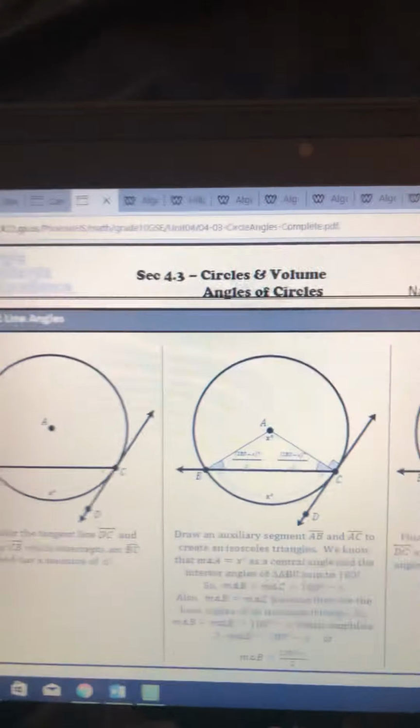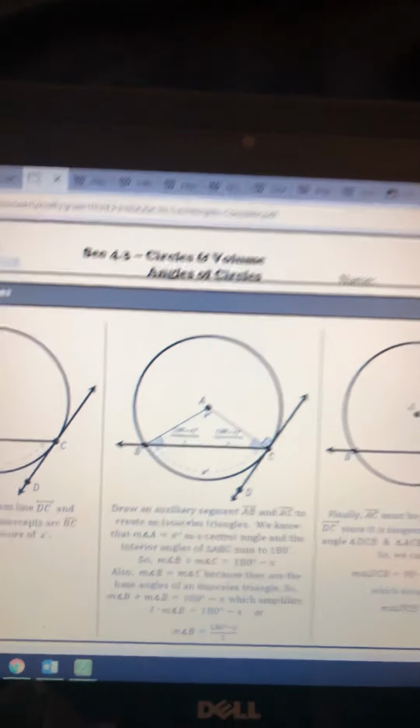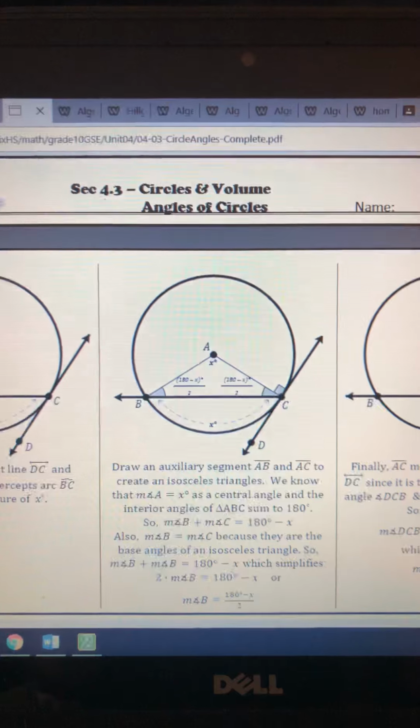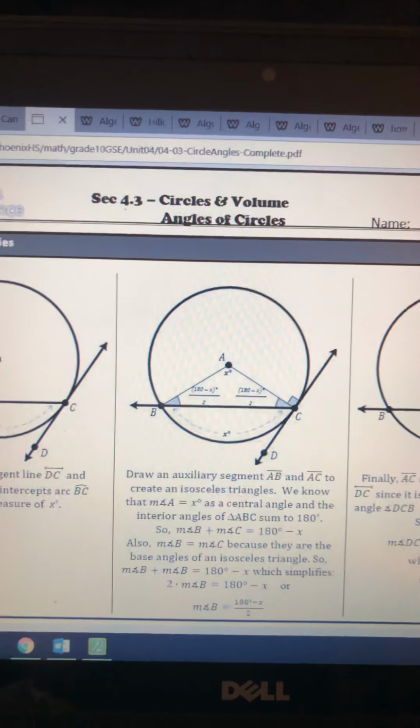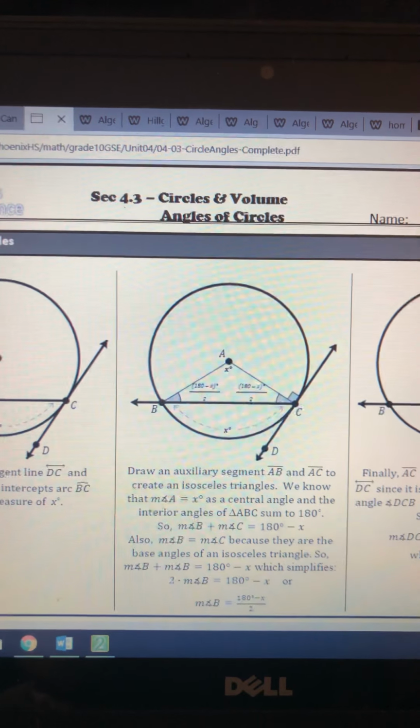Okay, so what we're doing here is we're going to do a quick recap of the 4.3 worksheet. If you watched Matt's yesterday and you understood it, then you can bypass this video and worry about the 4.3.